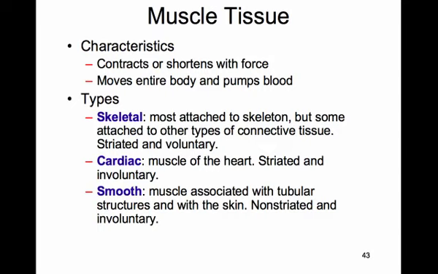Skeletal muscle is attached to the skeleton, to your bones, or it can be attached to some other kinds of connective tissue. And it's striated, meaning banded. We'll look at some pictures and you'll see these bands on the skeletal muscle.